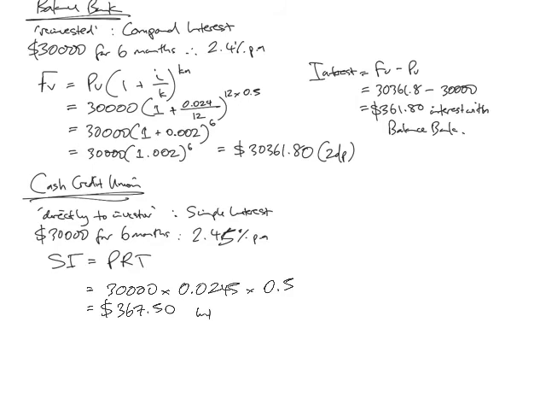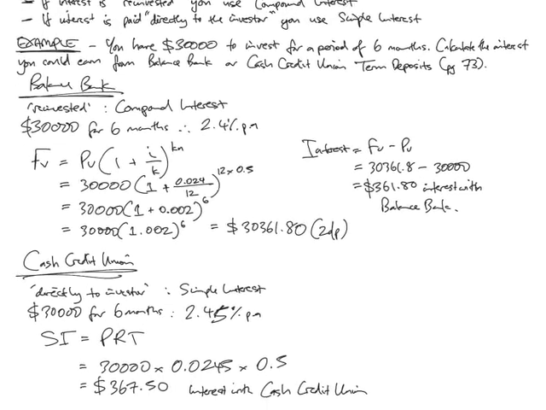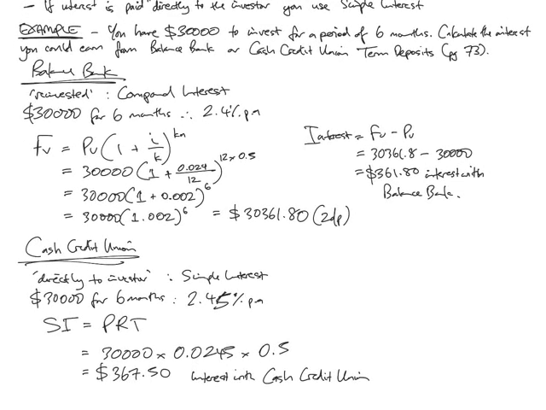So interest with Cash Credit Union. So I'm just going to check if that question that I posed was asking you to compare. No, it's just asking calculate the interest you could earn from Balance Bank. So Balance Bank would give me $361.80 interest. Cash Credit Union would give me $367.50 interest. So that is an example of doing a term deposit calculation.